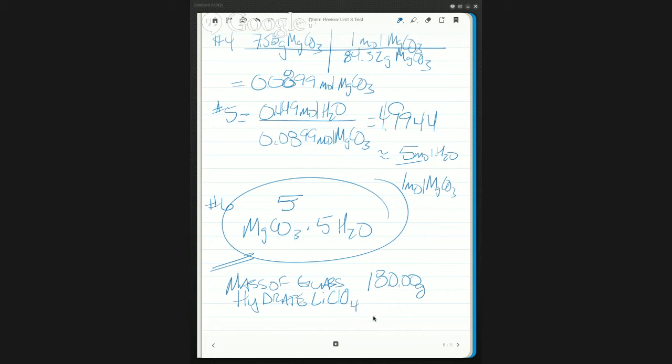The hydrate is a hydrate of lithium perchlorate, lithium, chlorine, and 4 oxygens, and so there's some number of H2Os attached to this. If you add all that together, the glass plus hydrate is equal to, we'll say, 187.21 grams. And so this is the glass plus anhydrate.